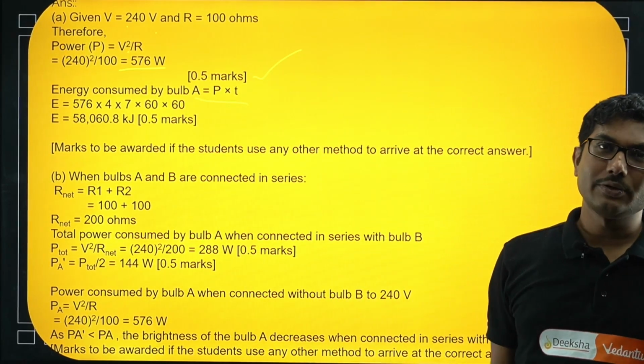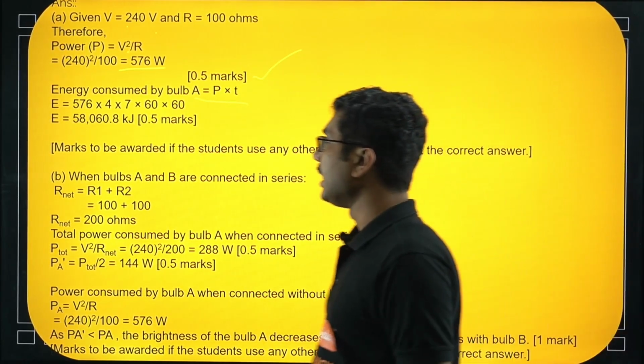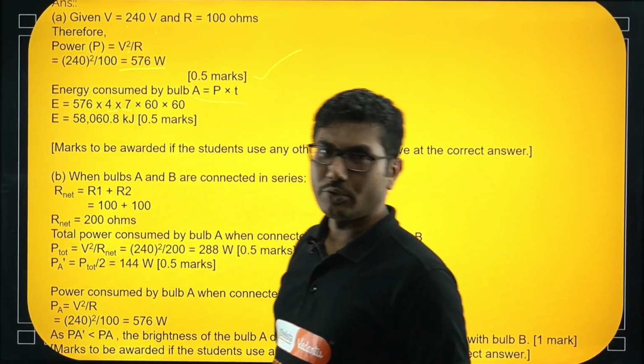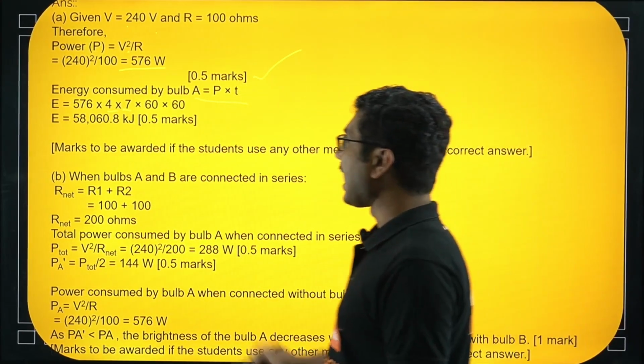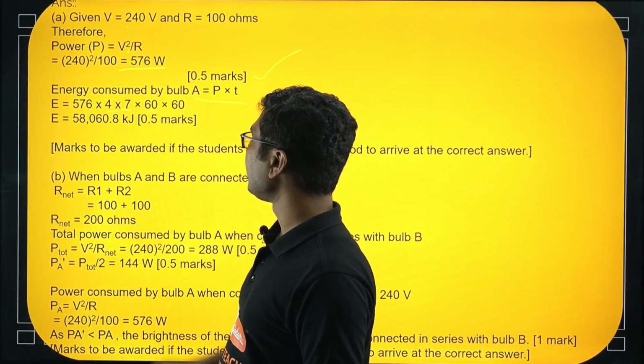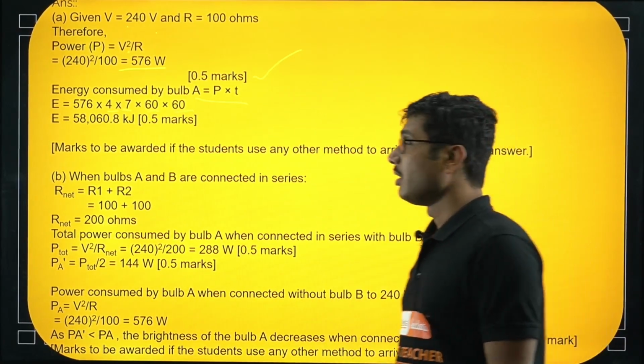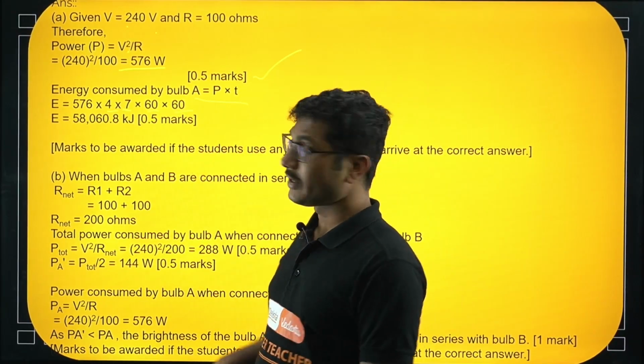Energy is power into time. Now how long is it running? It is running for 4 hours for 7 days, and 1 hour is 60 minutes, 1 minute is 60 seconds. That is the international unit for time, right? You have to convert it into seconds.